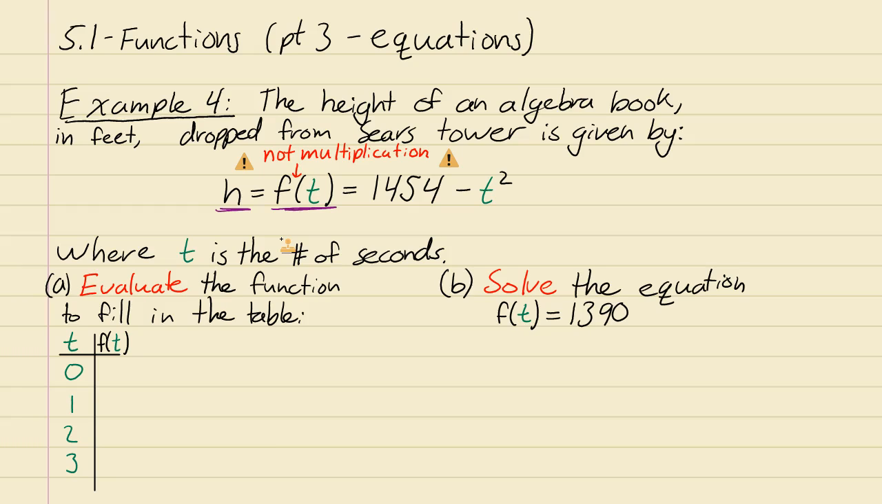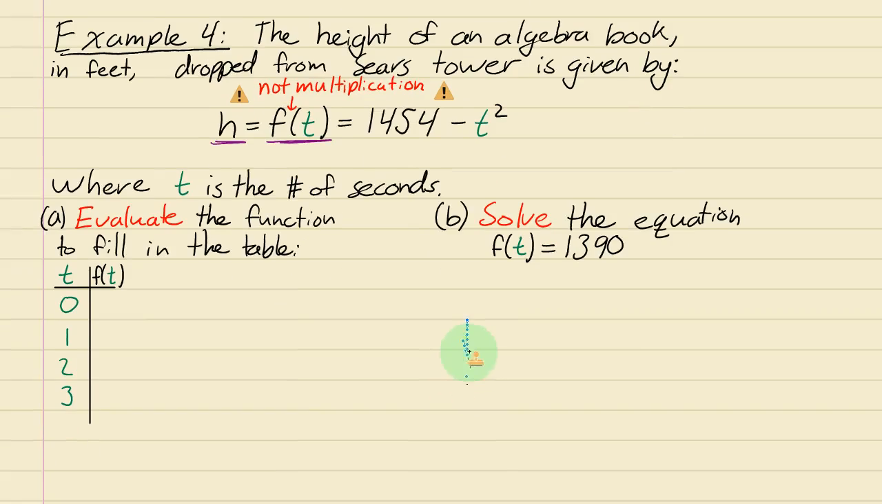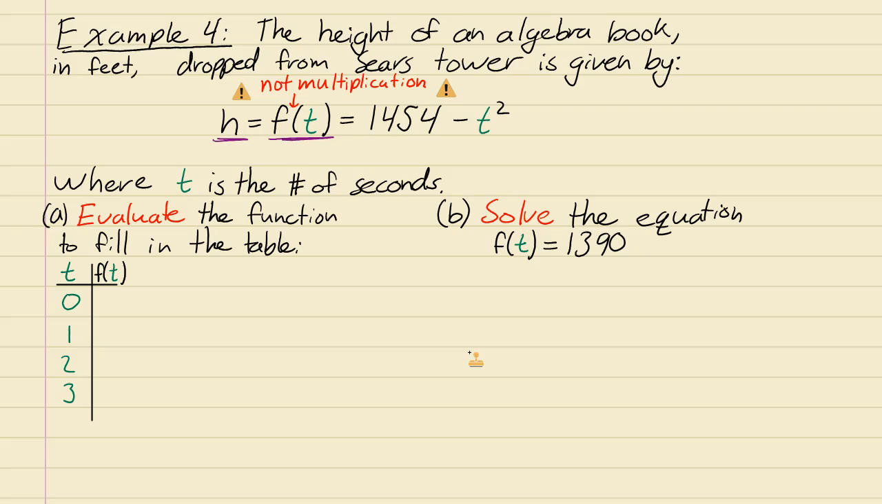So the variables are h and t here. H is the output variable, t is the input variable. And the formula for the function is this stuff over here, the 1454 minus t squared. So anyways, I want to talk about the difference between evaluating a function and solving an equation.